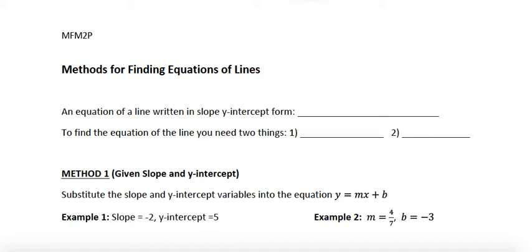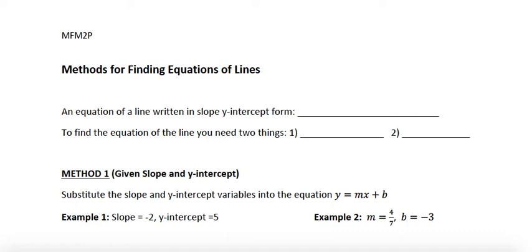Methods for finding equations of lines. So we've looked at a couple of these already in the unit. So we're just going to recap method one, and then we're going to look at finding the equations of lines when we're not given the clear indications of our slope and our y-intercept.